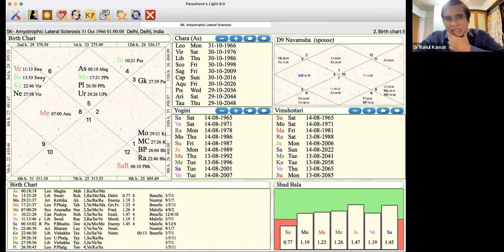So SK, on the left side, you see the name SK is obviously the initials of the name. I would like the name to be anonymous. This was a patient who consulted me in 2021, early 2021. The symptoms started in January of 2020, and the patient expired around 16th April of 2021.